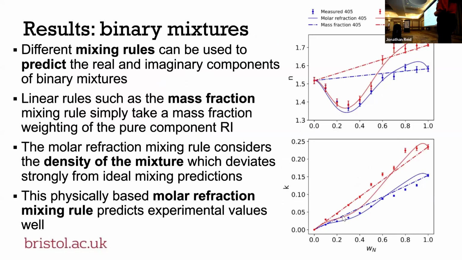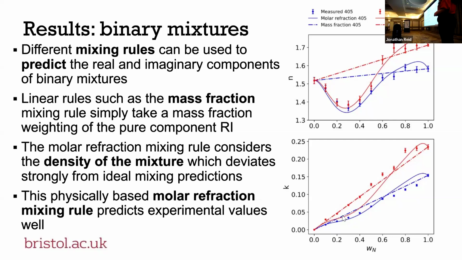along the x-axis is the mass fraction of nigrosine. So we go all the way from 0, which is our pure ammonium sulfate, to 1, which is our pure nigrosine. And these points here are our experimentally retrieved N and K, the real and imaginary refractive indices, for our two different wavelengths of light, the 658 in the red and the 405 in the blue.